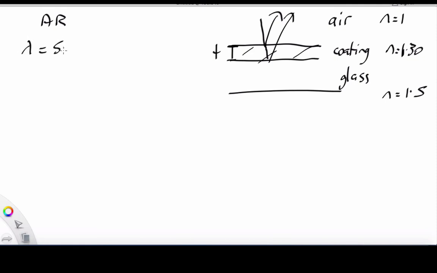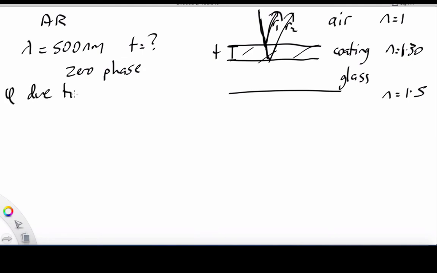So if we set that we want this in the visible, so a middle lambda of 500 nanometers, we want to know the thickness. Now in this case, R1 has reflected off a higher refractive index, but so has R2. So we have zero phase change between the two of them. So the phase difference is due to the path length difference only.